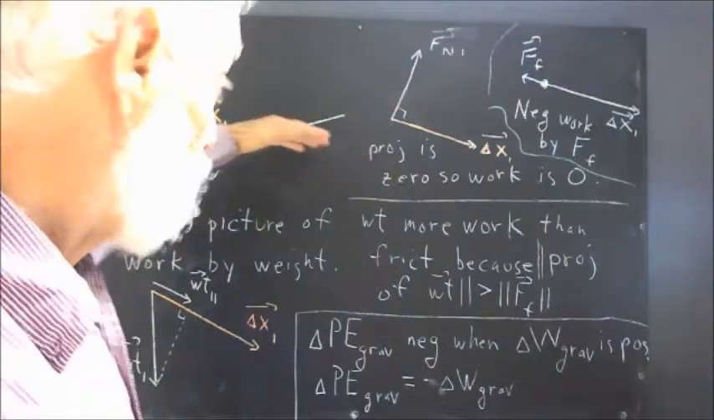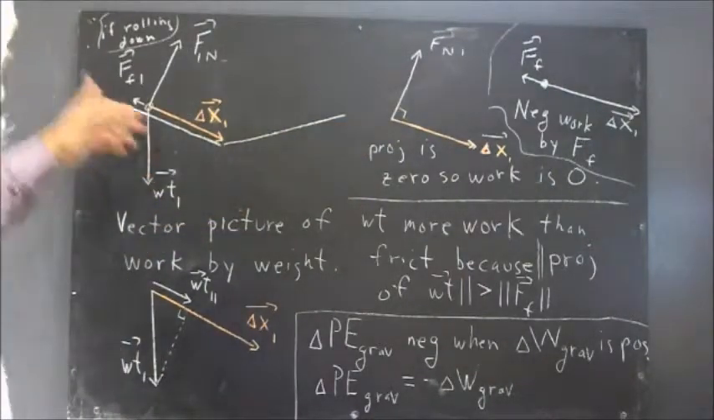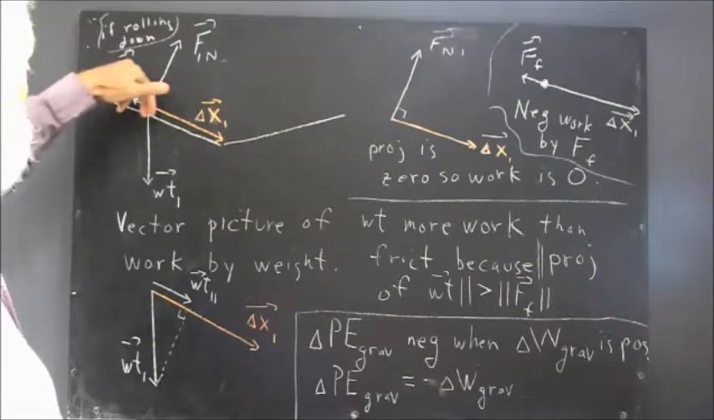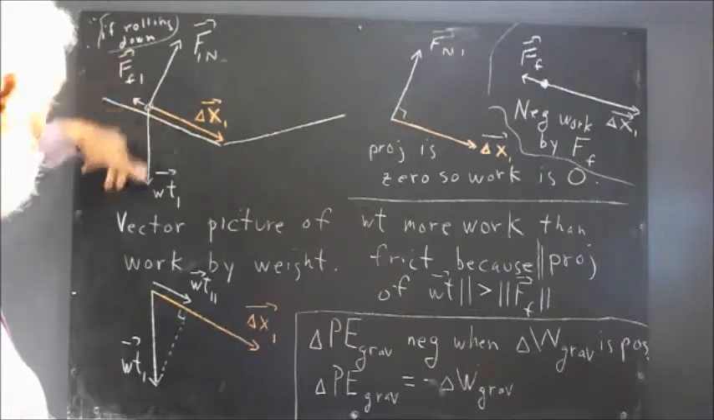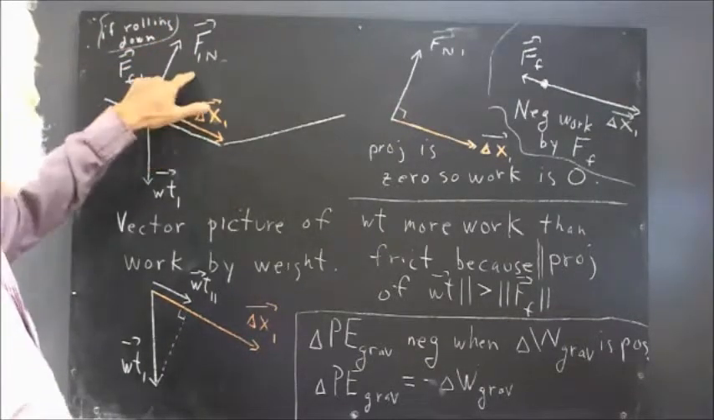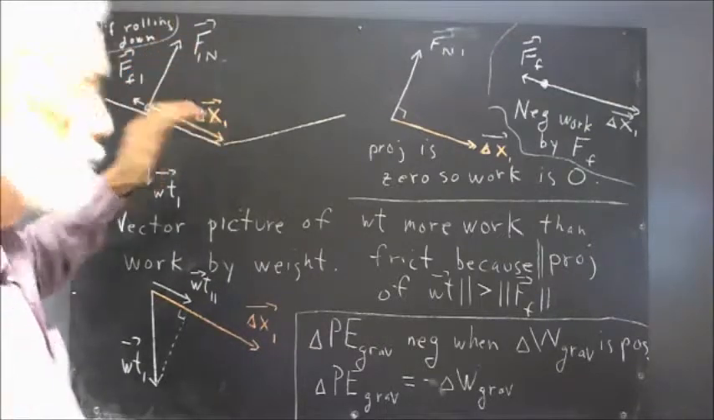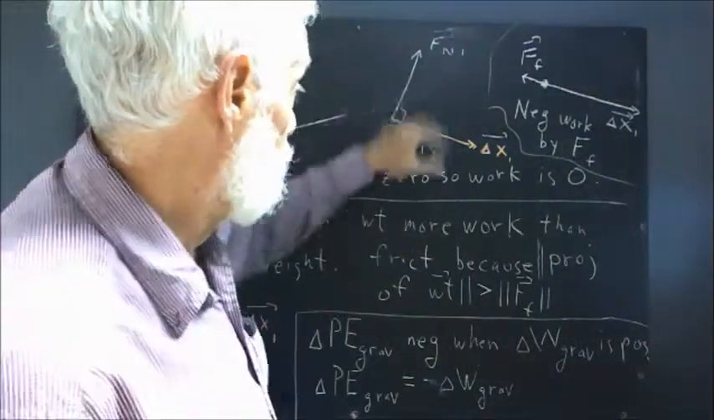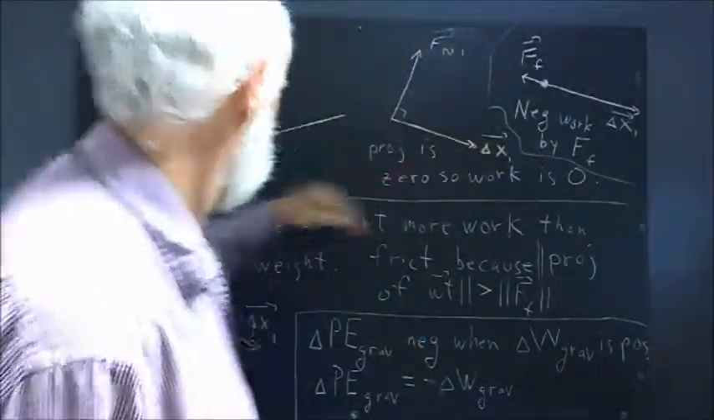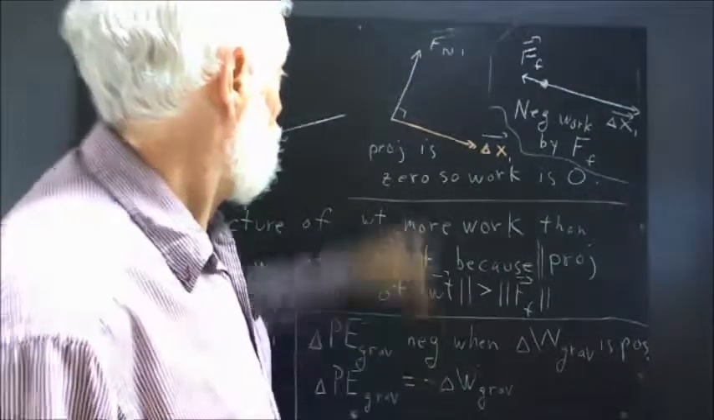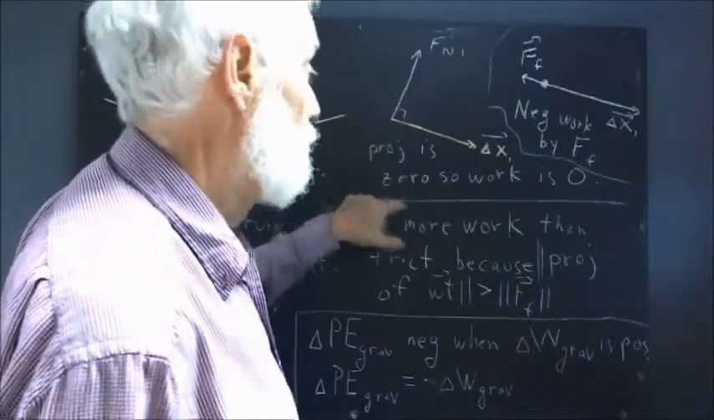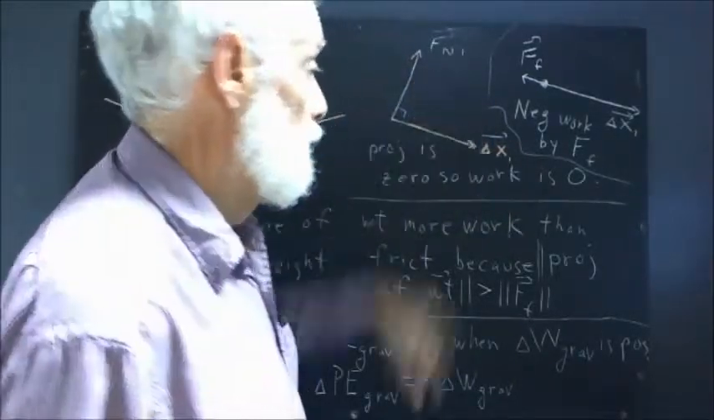Well, the normal force vector, remember, the normal force is the response of the incline to the weight, to the component of the weight vector perpendicular to the incline. So the normal force vector is also perpendicular to the incline, so the normal force vector will be perpendicular to our displacement vector. Displacement vector, of course, being along the incline. Since this vector is perpendicular to this, its projection is 0. So the work done by the normal force is 0.